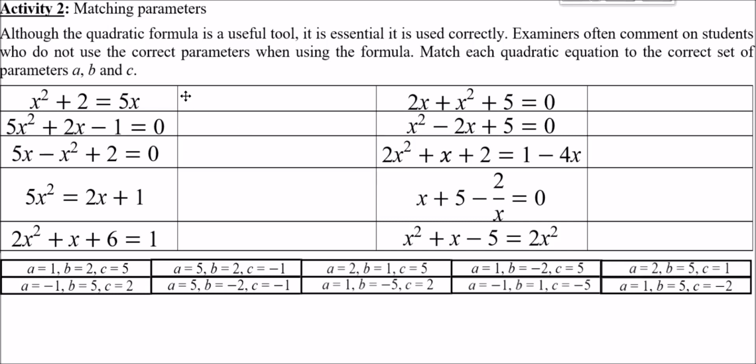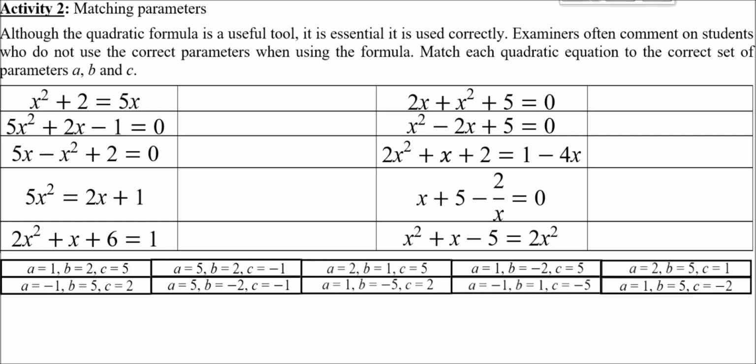Okay, so here's a second activity for you to try next. It's matching parameters. Although the quadratic formula is a useful tool, it's essential it's used correctly. Examiners have commented in the past on students who do not use the correct parameters a, b and c when using the formula. What I'll show you in a moment is how this new Classwiz calculator makes this incredibly easy. In about 3 or 4 minutes I'll show you how to do that.